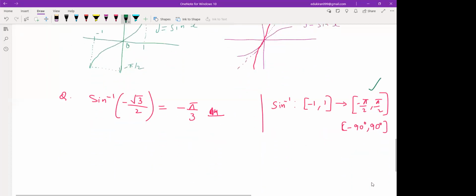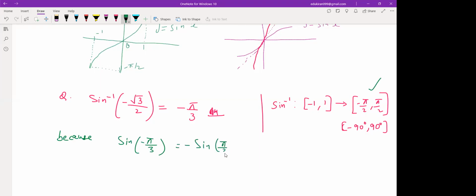We can also explain here because sine of minus pi by 3 is equal to minus sine pi by 3, and this is equal to minus root 3 by 2. So that's why we can say sine inverse of minus root 3 by 2 is minus pi by 3.